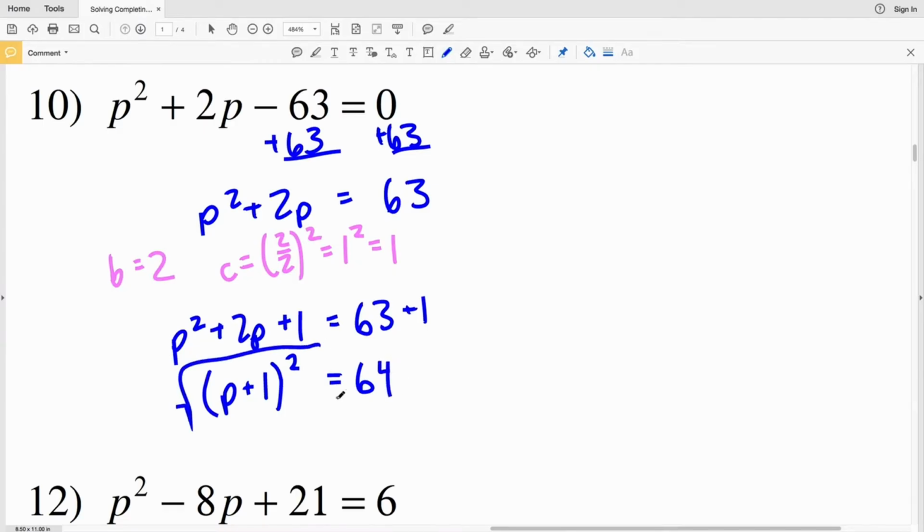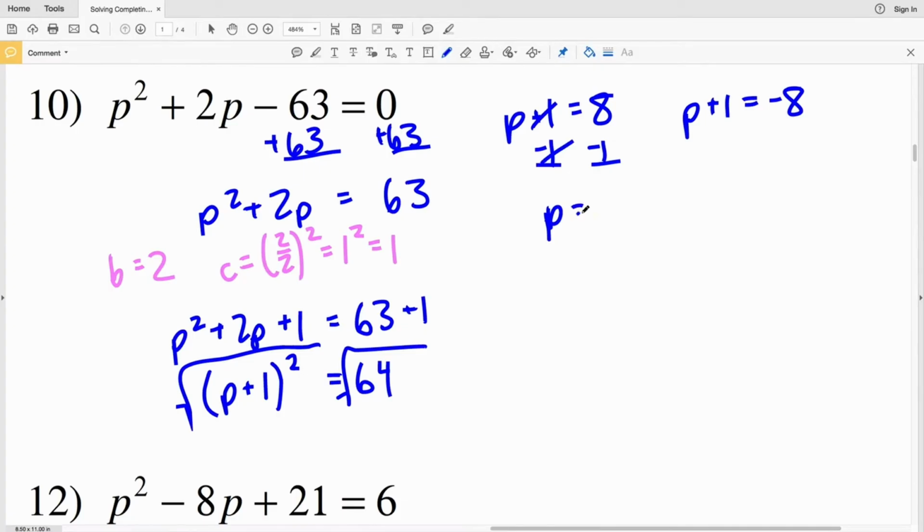Now, we'll take the square root of both sides. So p plus 1 is going to equal a positive 8, and p plus 1 is going to equal a negative 8. So I'll take away 1 from both sides in my first equation to get that p is equal to a positive 7. And then I'll take away 1 from both sides in my next equation to get that p is equal to a negative 9, since negative 8 minus 1 equals negative 9. So my solutions in number 10 are a positive 7 and a negative 9.